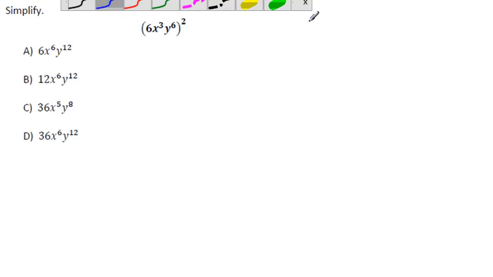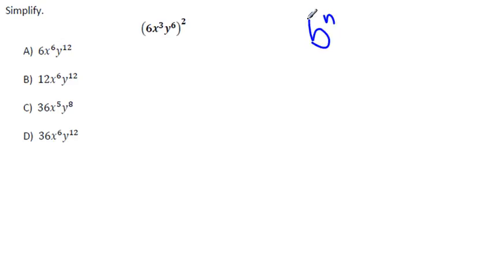And if you remember, that says that if we have b to the n, and we raise it to the m power, that is equal to b to the n times m. So what do we do? We multiply their powers.